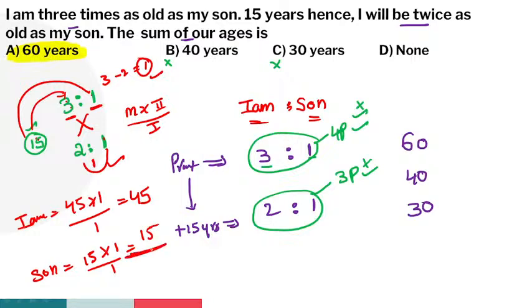The sum of our ages. 45 plus 15 is how much? 60. So that's why first option is the right answer, guys. Clear and all of you? Any doubts regarding this problem, guys? Use different methods. No problem, guys, here. Any doubts regarding this problem?